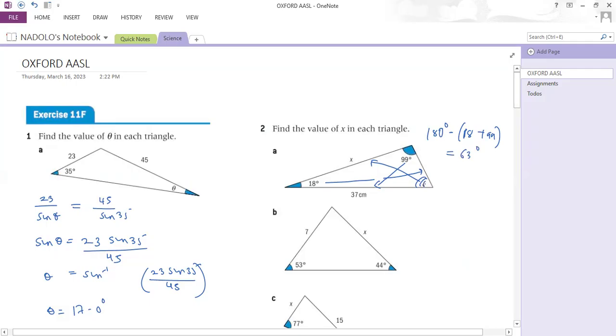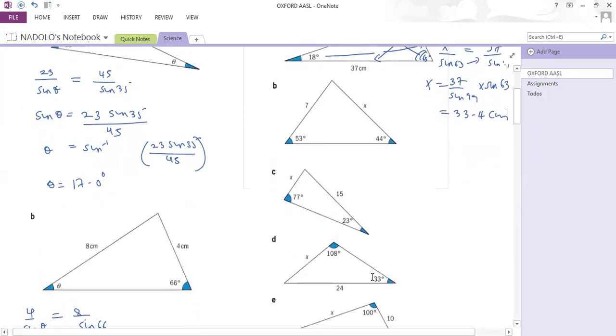Using your GDC or by just subtracting, we'll get your angle at 63 degrees. So this is the angle that faces the x. And you can comfortably use sine rule. We say x divided by sine 63 should be given by 37 divided by sine 99. For you to get x, you're going to multiply sine 63 on the other side. So 37 divided by sine 99 times sine 63 is what will give you x. And if you use your GDC, you'll be able to get your x as 33.4 centimeters.